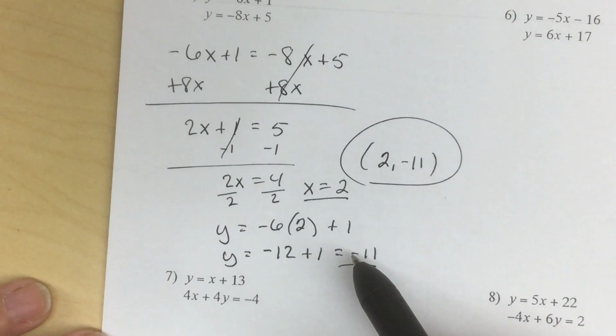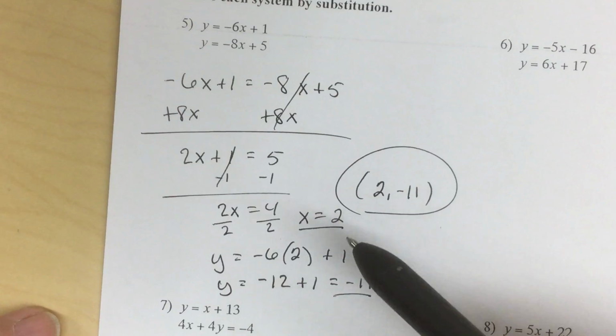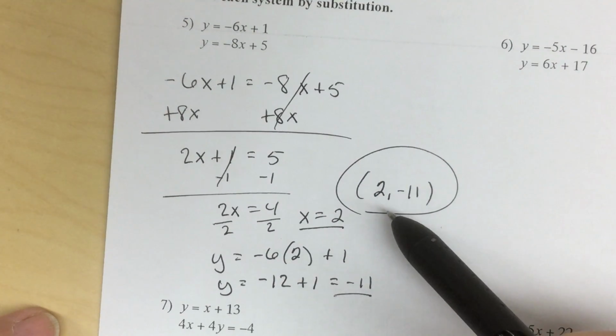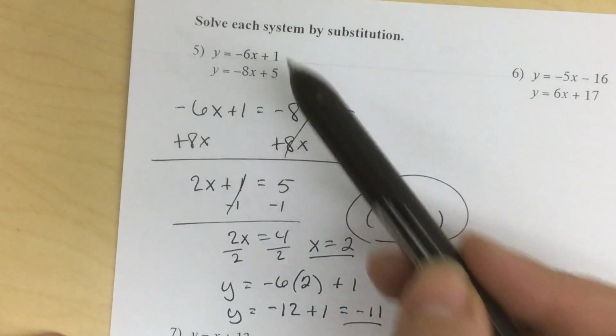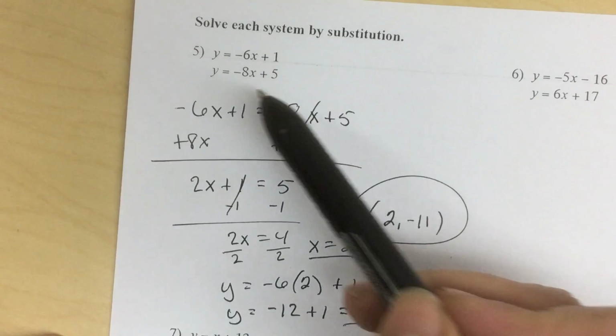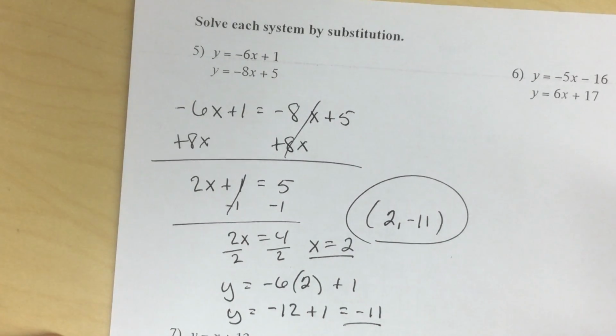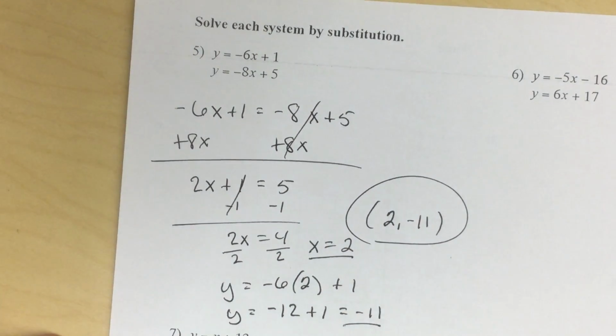And it doesn't matter which equation you plug it back into. The whole point is that we found the one ordered pair, the one x and the one y, that work in both equations. If I plug in positive 2 there, I get negative 16 plus 5, which is also negative 11.